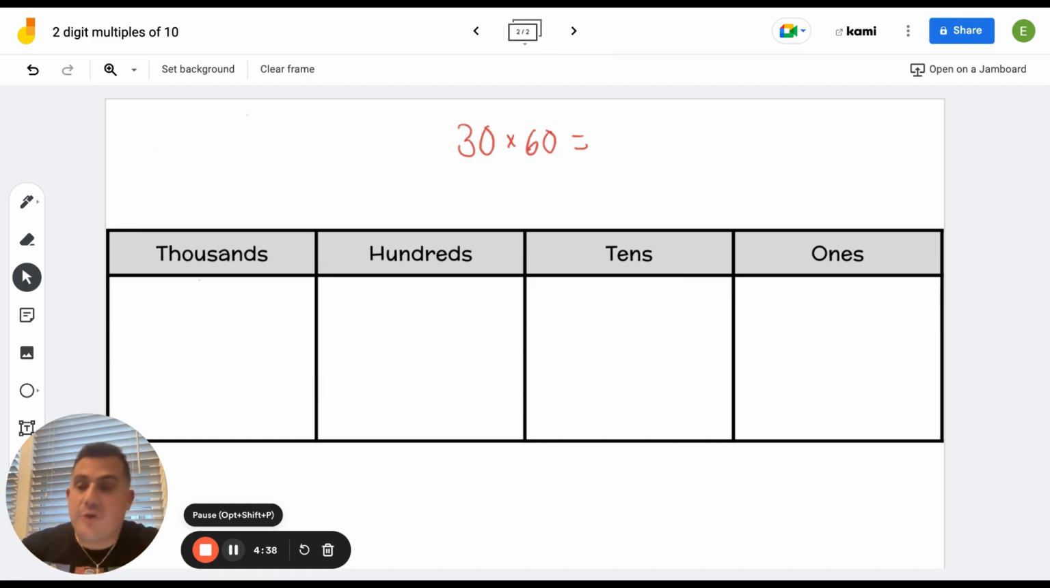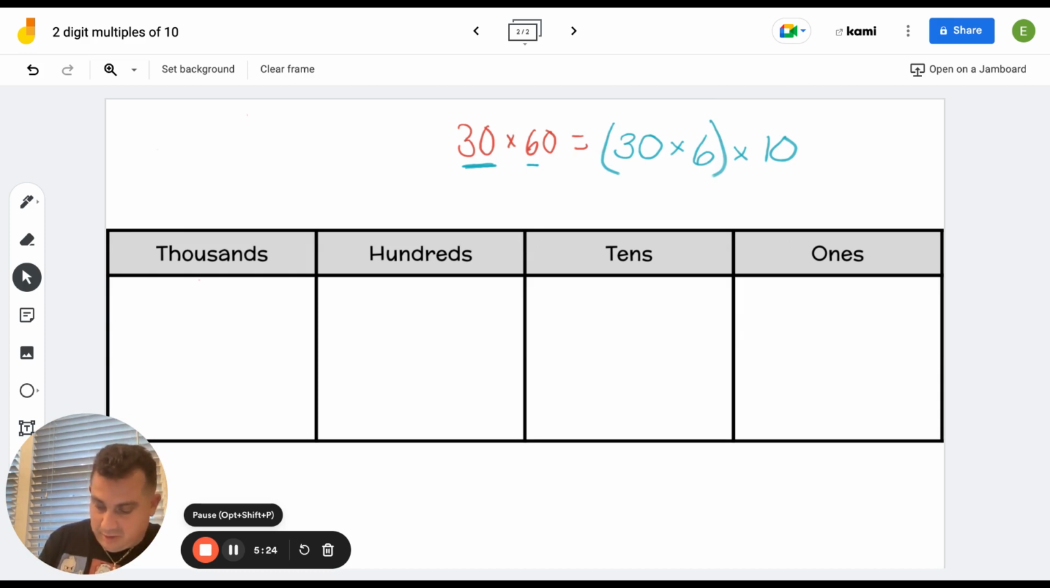Okay, so you'll see here, I now have 30 times 60. So how am I going to solve 30 times 60? Well, 30 times 60 is going to be doing 30 times 6, but it's not 6, it's 60. And to get that 60, we did 6 times 10. So it's 30 times 6 times 10. I'm going to do the 30 times 6 first, then multiply it by 10. So on my place value chart, I'm going to have my 10, 20, 30, and I have to do that 6 times. That's 1, 2, 3, 4, 5, 6. There's 30 times 6.